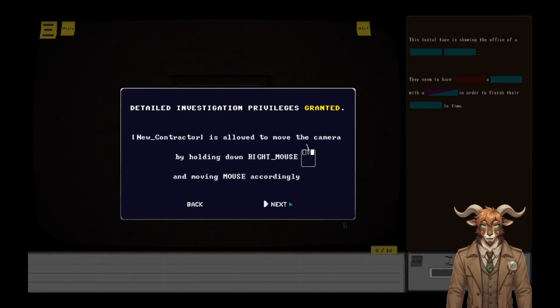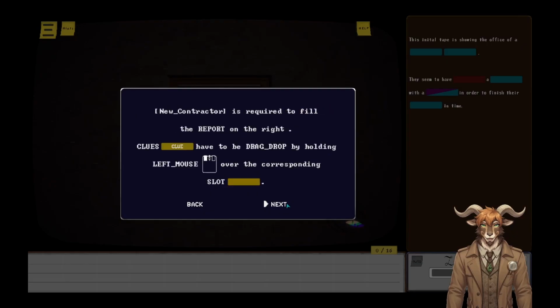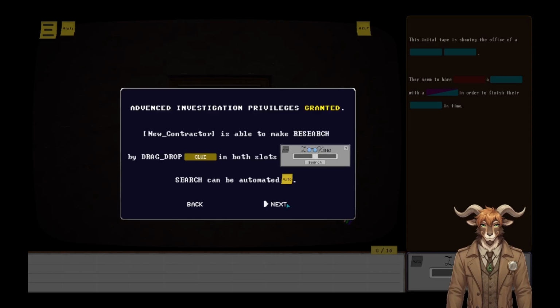Detailed investigation privileges granted. New contractor is allowed to move the camera by holding down right mouse and moving your mouse accordingly. New contractor is allowed to zoom in or out of the scene by scrolling mouse wheel up and down. New contractor is required to fill the report on the right. Clues have to be drag-dropped by holding left mouse over the corresponding slot. Advanced investigation privileges granted. New contractor is able to make research by drag-drop clue in both slots. Search can be automated.